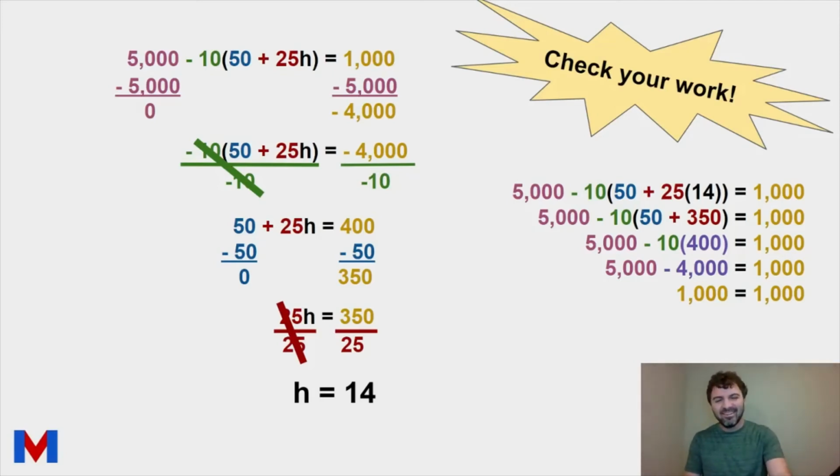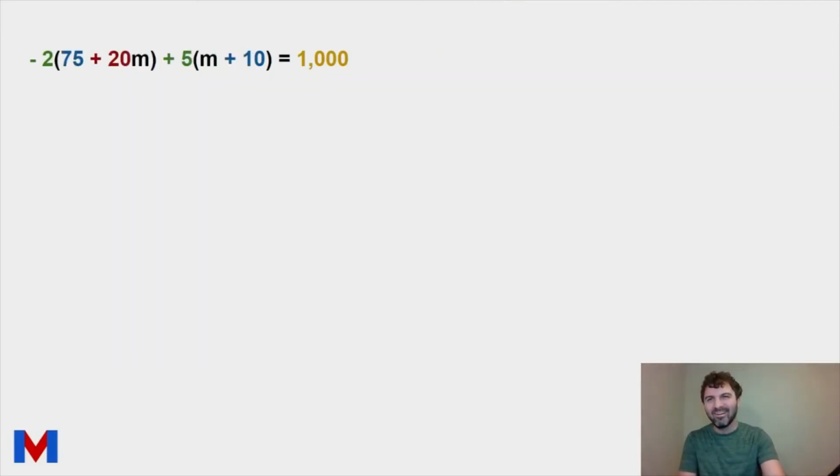All right. So, let's go check out another one. I got to take a breath before the next one. All right. This one here, I got negative 2 times (75 plus 20m) plus 5 times (m plus 10) equals 1,000.